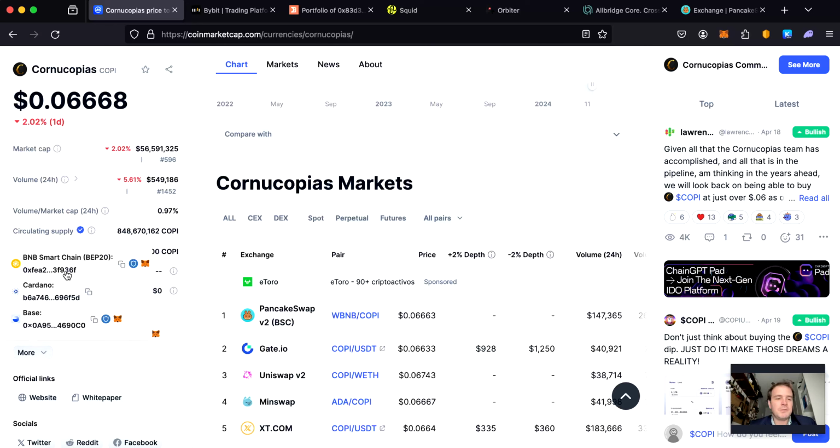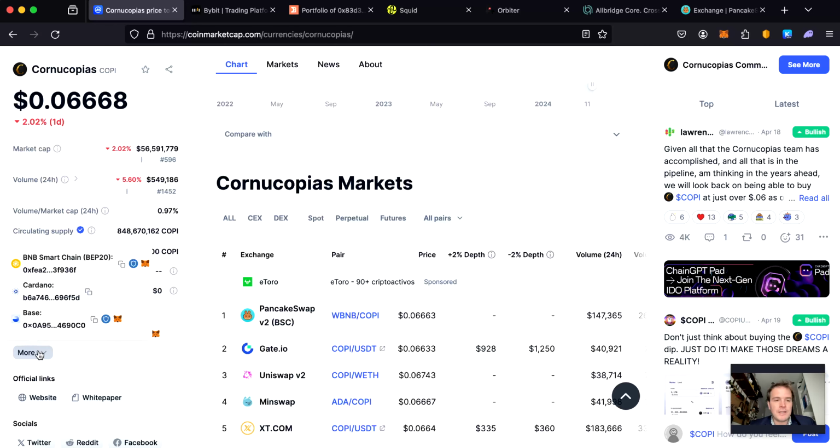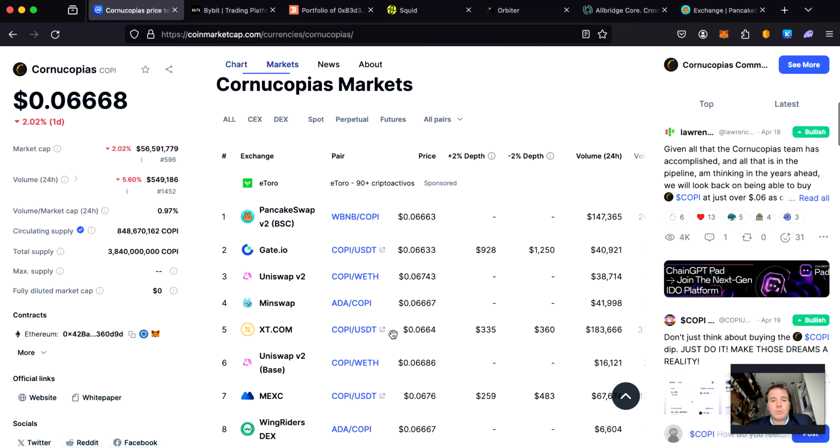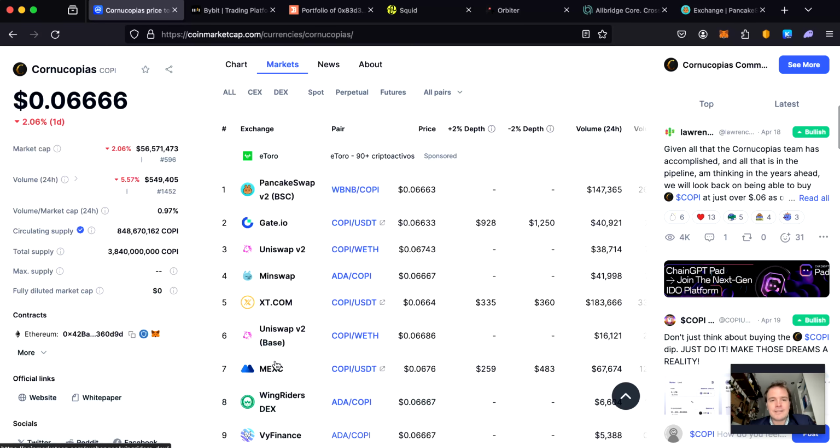Cornucopias is deployed on BNB Smart Chain, Cardano, Base, and Ethereum. Okay, so if I wanted to buy the token of Cornucopias, I would have to transact on one of these four chains, with Ethereum being the most expensive one. As you scroll down on CoinMarketCap, you can see the trade pairs that are available and where they are available, whether it's a CEX or a DEX. So, for example, PancakeSwap offers me a trade for wrapped BNB to Kopi. Gate.io, which is a centralized exchange, I believe, offers me a Kopi USDT exchange.